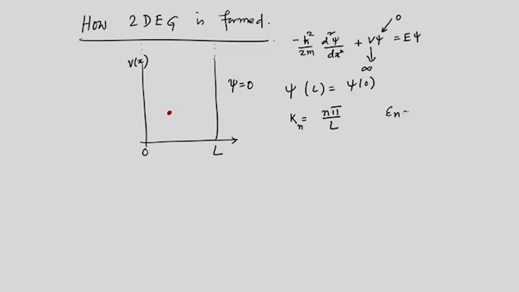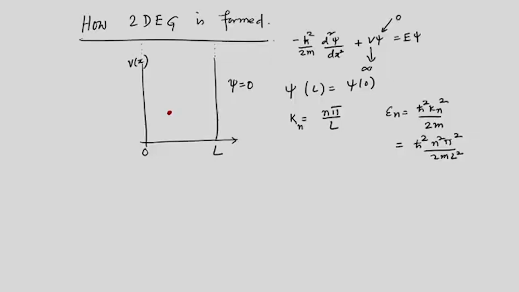And this gives you h square n square pi square by 2 m L square, where L is the length of the box, and this is how the energies are quantized. Now, n equal to 1 will have a certain energy, n equal to 2 will have 4 times that energy, n equal to 3 will have 9 times that energy, and so on. This is the quantization that occurs in a usual quantum mechanical system as soon as you try to confine it. So, there is a confinement induced quantization.